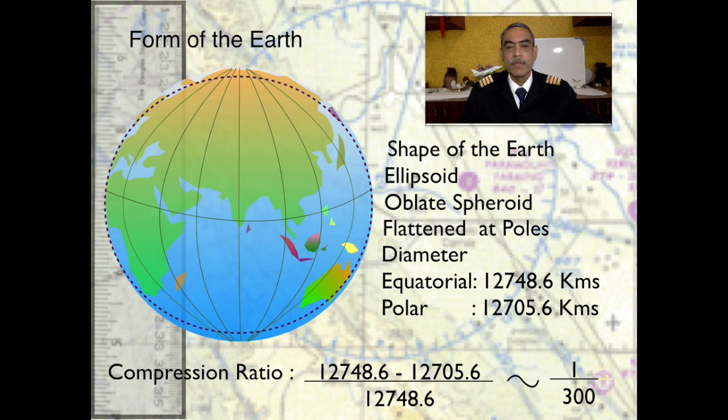12705 kilometers. That's almost a difference of that many kilometers. If you were to take the compression ratio, it's in the order of 1:300. It's a very small compression, but nevertheless it is a compression, and since we need to measure distances very, very accurately on the Earth's surface, this compression ratio poses several challenges, and we have different navigation systems for polar regions, and you will learn all this as you progress in the subject.